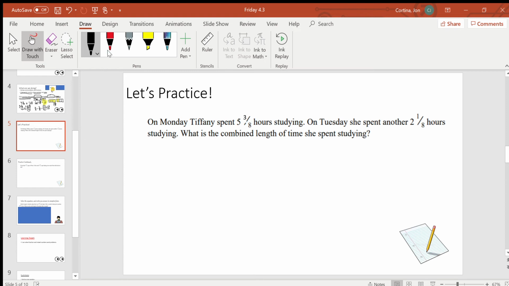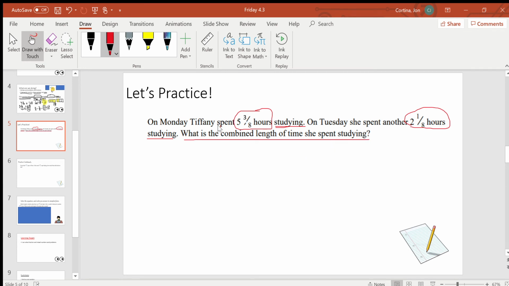So I'm going to go back and annotate my text. I'll use a different color so it sticks out a little bit more. It says, on Monday, Tiffany spent 5 3/8 hours. And that studying is the action. It's what she's doing. On Tuesday, she spent another 2 1/8 hours studying. So Tiffany spent a lot of time studying. Our question we're looking to answer is, what is the combined length of time she spent studying?